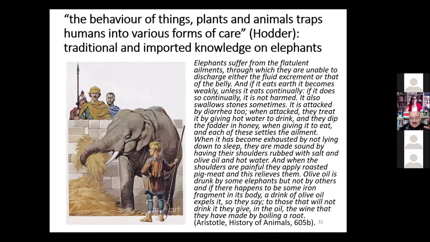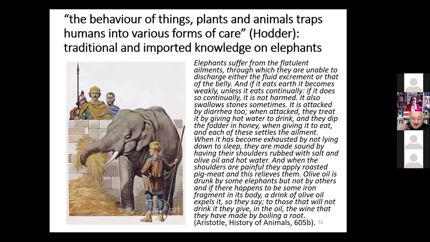So we have the entanglements across regions, we have the entanglements between Charlemagne and the Roman past, but of course the actual animal as such was creating new entanglements. If we follow Hodder, the behavior of things, plants, and animals traps humans into various forms of care. So now Charlemagne and his retinue had to take care of the elephant, to feed him. The question is on which kind of knowledge they could rely. Were there also some specialists coming with the elephant who could teach the Carolingians how to take care of the animal? Could they rely on traditional knowledge?